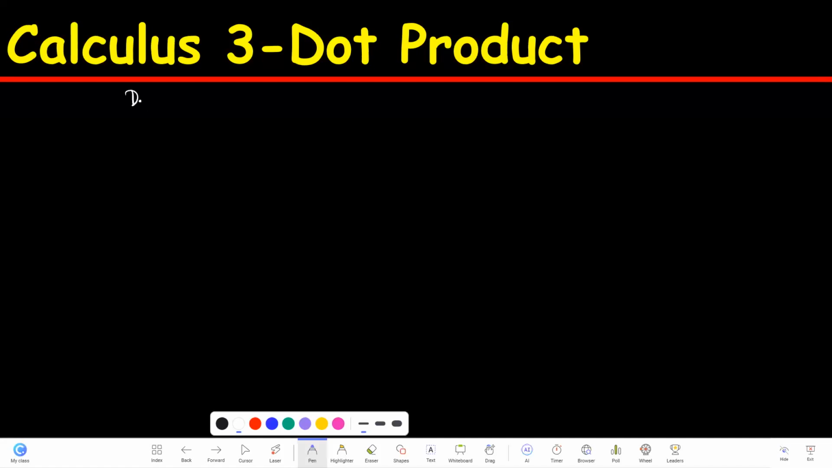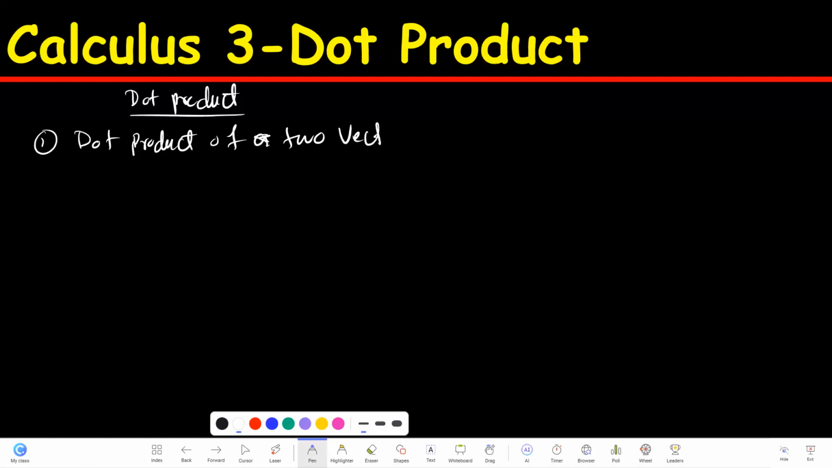Let's say dot product. Number one, the dot product of two vectors is a scalar quantity.